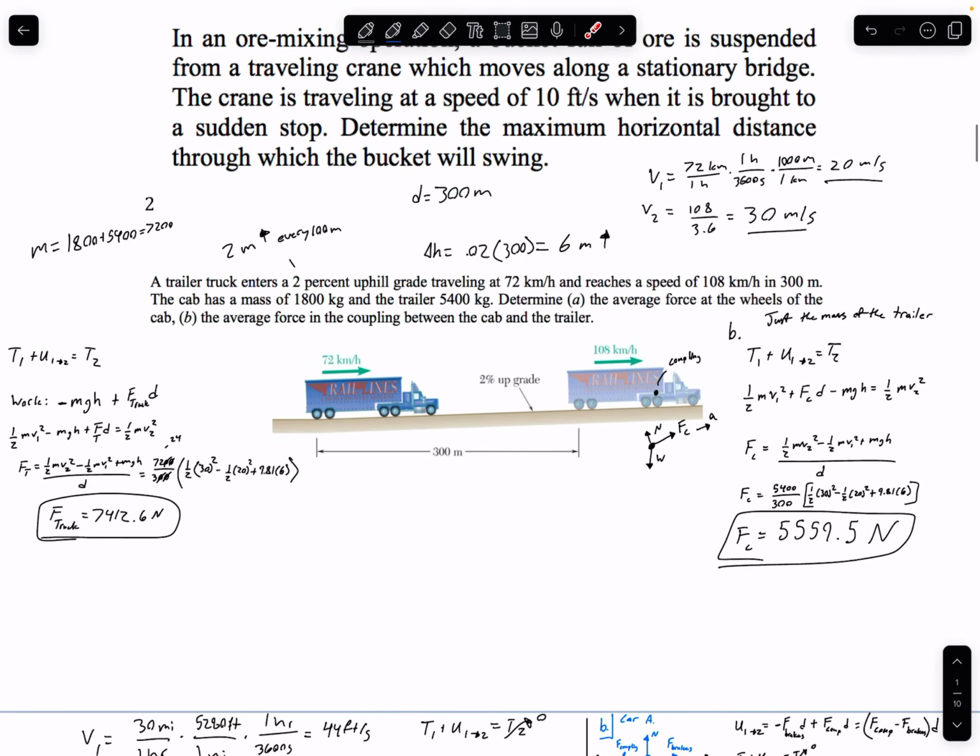Final answer. Question number 2, we have a trailer truck that enters a 2% uphill grade, traveling 72 kilometers an hour. That is equal to 20 meters per second, and then the final speed, it reaches 108 kilometers per hour, which is 30 meters per second, and we know it reaches that in 300 meters. The cab has a mass of 1,800 kilograms and the trailer 5,400 kilograms. We're looking for the average force at the wheels of the cab and the average force in the coupling between the cab and the trailer.